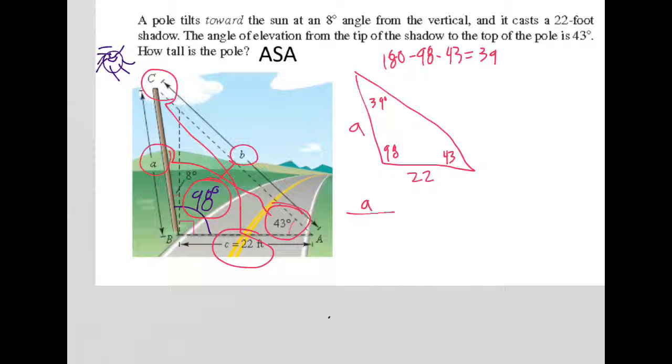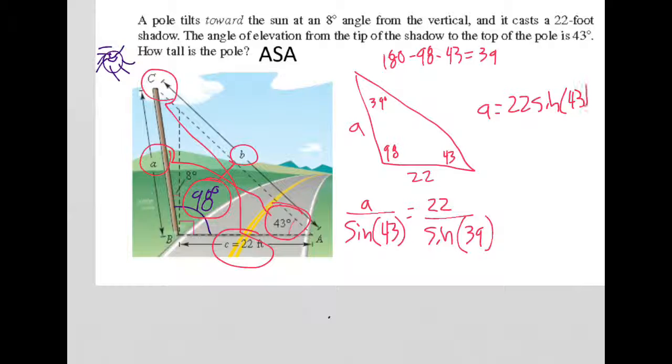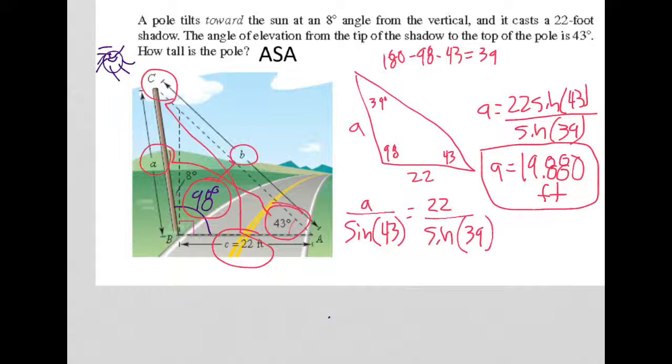I'm wanting to find side A, so I'm going to divide it by the sine of its opposite angle, 43, and that will equal the side 22 divided by the sine of its opposite angle, which is 39 degrees. So rewrite that as A equals 22 times the sine of 43 divided by the sine of 39, and now it's just a matter of plugging it into your calculator. And you should get 19.88 feet as the height of that pole. Law of sines, pretty useful.